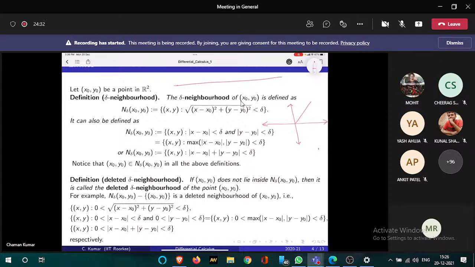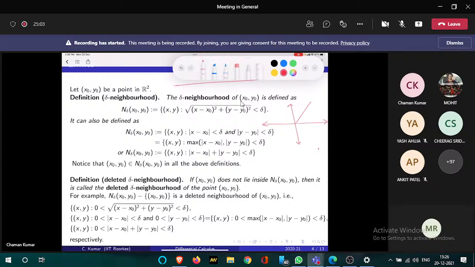So when I say R, that means this is a real line, and R2 means this two-dimensional plane. The points will be in the tuple (x, y). x represents the coordinate on the x-axis, and y represents the coordinate on the y-axis. Is this fine? Yes, sir.